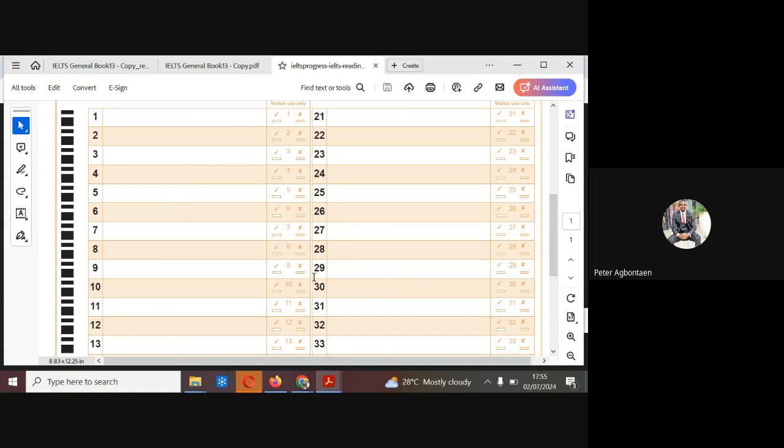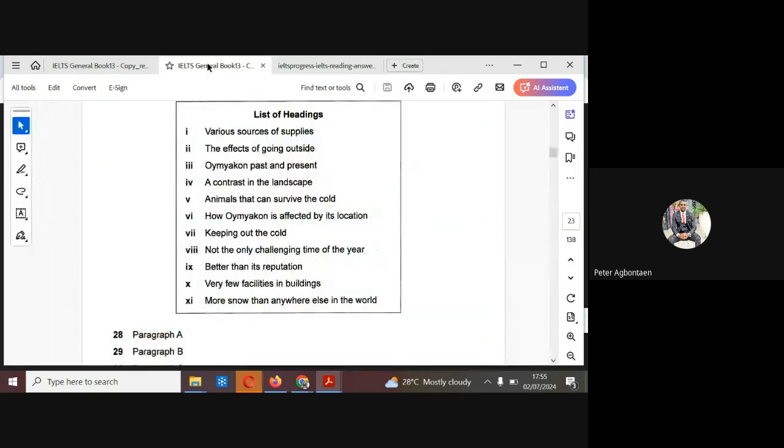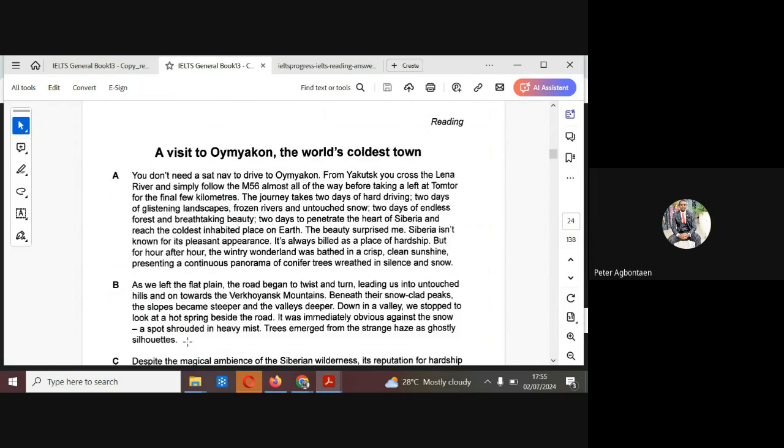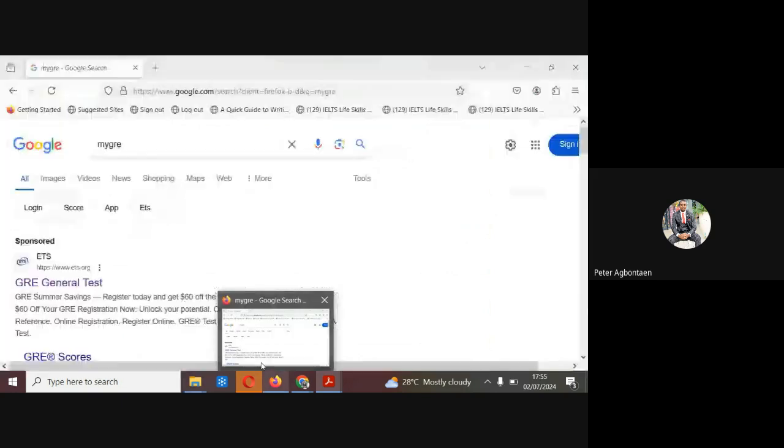By writing VII against number 28, you would have matched keeping out the code with what? Paragraph A, because paragraph A is number 28. VII is keeping out the code. So when you write VII against number 28, that means you matched keeping out the code with paragraph A. That's what you do. But remember, you are looking for the main idea of each of the paragraphs.